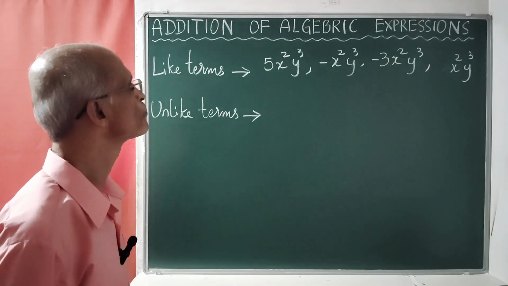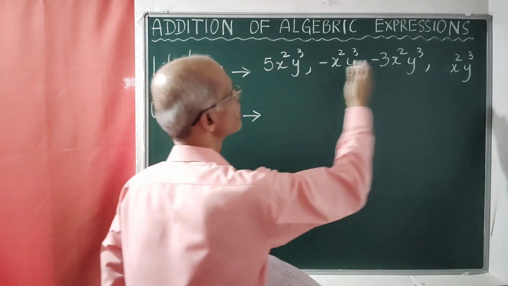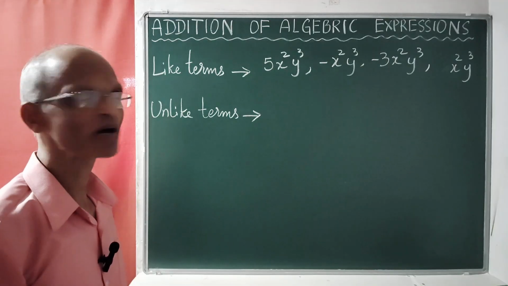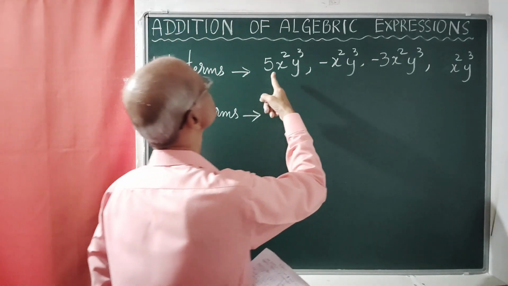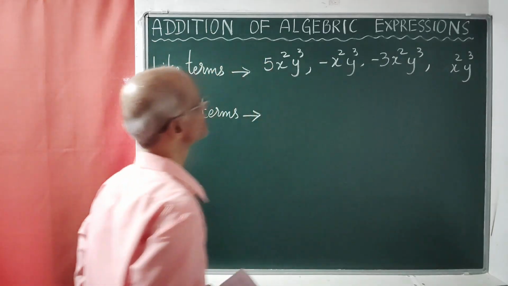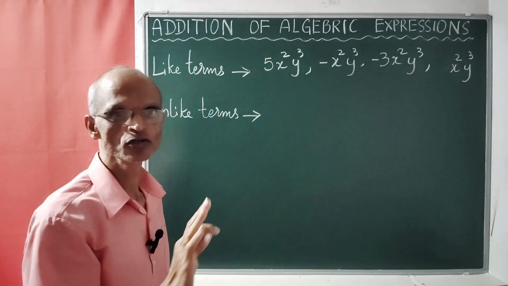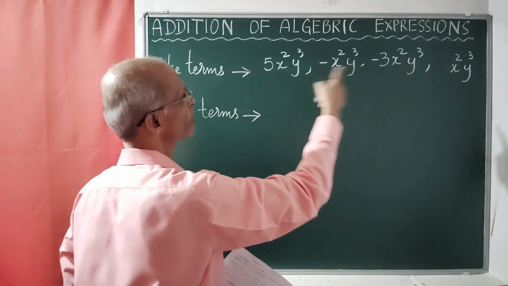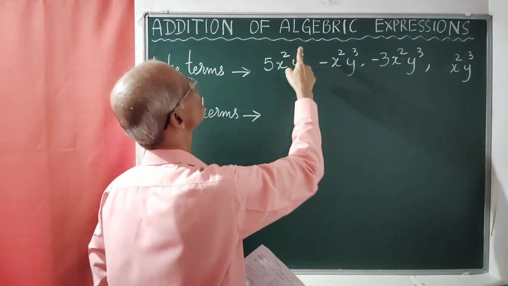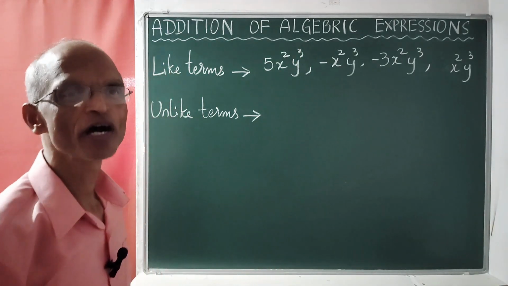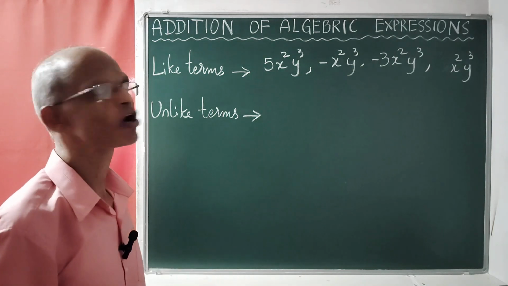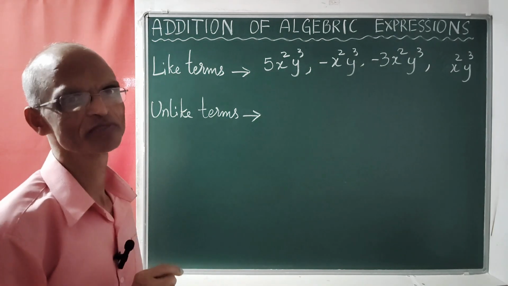Why are these called like terms? Because all these terms have something in common. The variables and their powers are common. The variables and their powers are all same. The signs are different, don't bother. The numbers are different, don't bother. Just compare the variables and their powers. If the variables and the powers are same, such terms are called like terms.